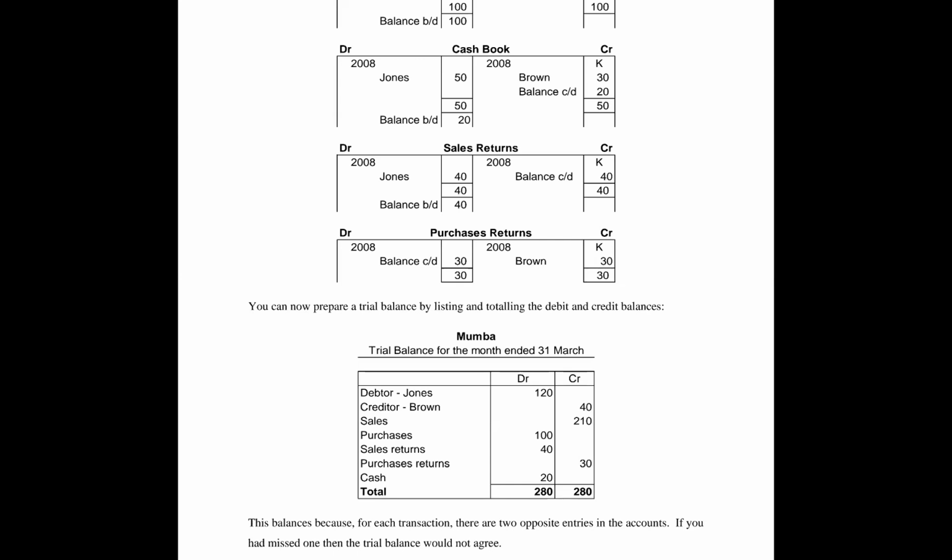I'm saying this because if you look at assignment 1 that we were given in financial accounting, there was a missing entry.